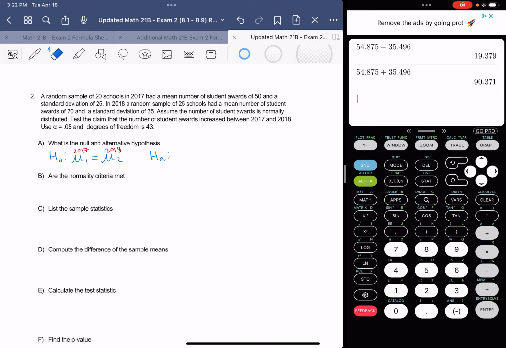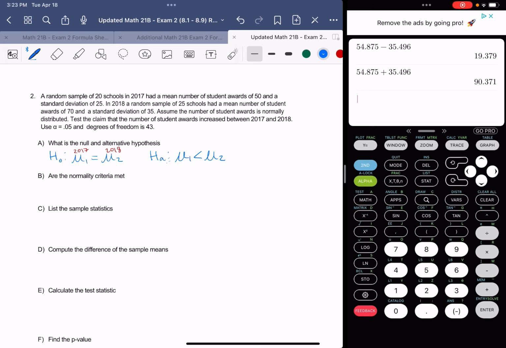So with that order, mu1 is representing 2017 and mu2 is representing 2018. If we were to say that it increased between 2017 and 2018, and I need to write it in inequality format, is this saying that mu1 is less than mu2 or mu1 is greater than mu2? Less than, right? Mu1 is less than mu2 because we're saying that it increased from 2017 to 2018. That means we're claiming that 2018 was more. We're claiming that 2018 was greater. So that's our null and our alternative.